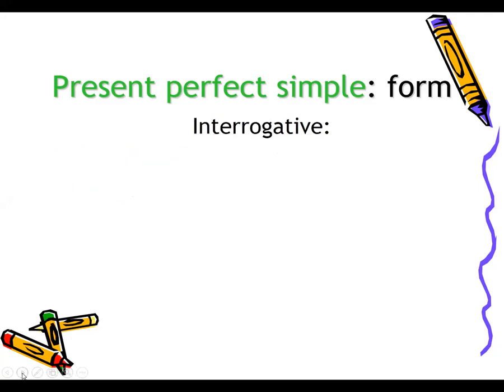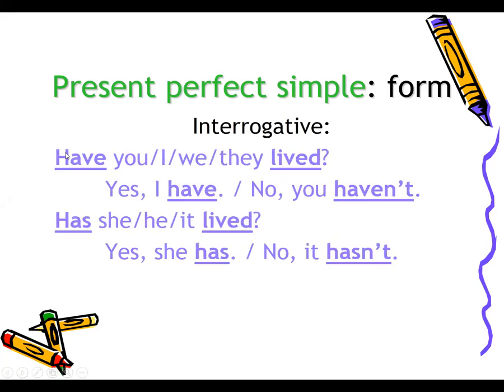Now, in order to make it interrogative, have or has will go in the beginning. Again, have will be used with you, I, we, they, or any plural noun. Have will go in the beginning and then the participle form of the verb. Yes, I have is the positive form, and no, you haven't is the negative form. Has she, he, it lived? With she, he, it, we use has. Because we are making an interrogative sentence, has will go in the beginning, and after the subject, the verb form will be added.